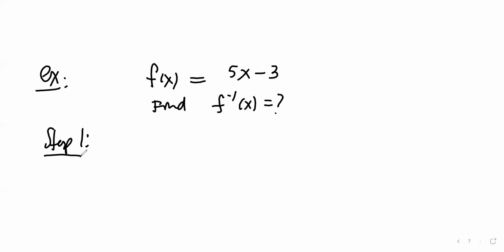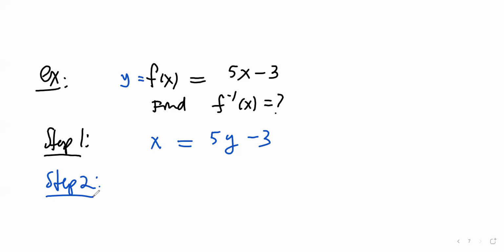Now replace each x with y and each y with x. So f of x is really just y, right? I'm going to replace x with y, so it's going to be x equals 5y minus 3. So this is my new equation. And then in the second step, I'm going to solve this for y.